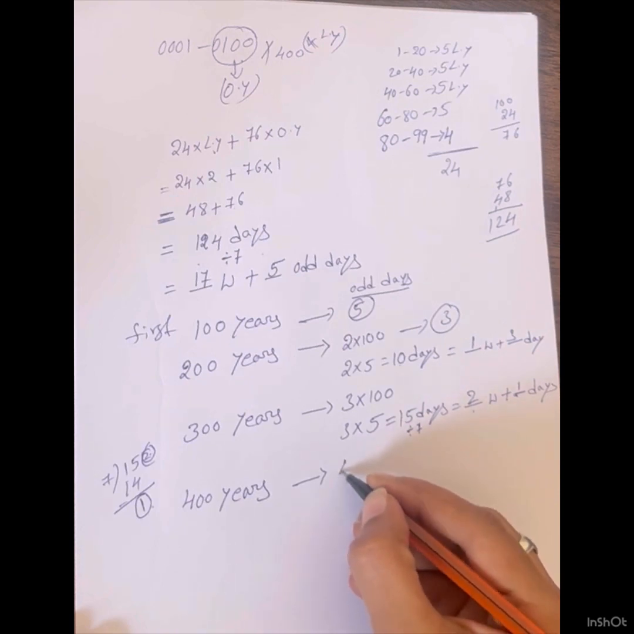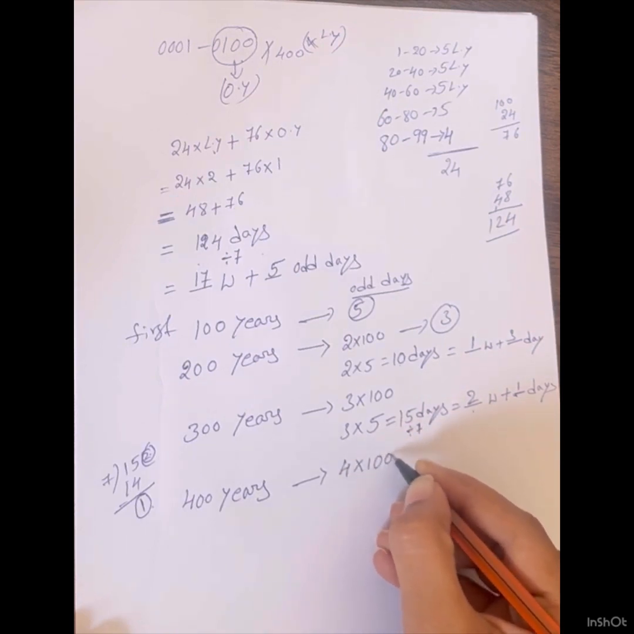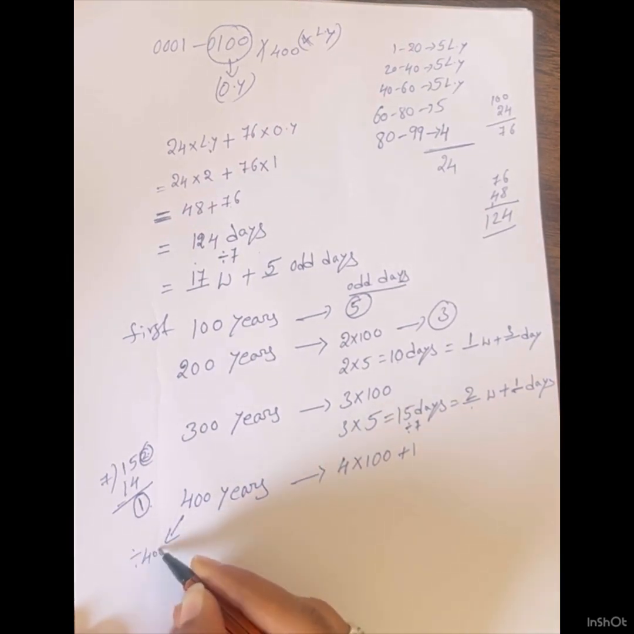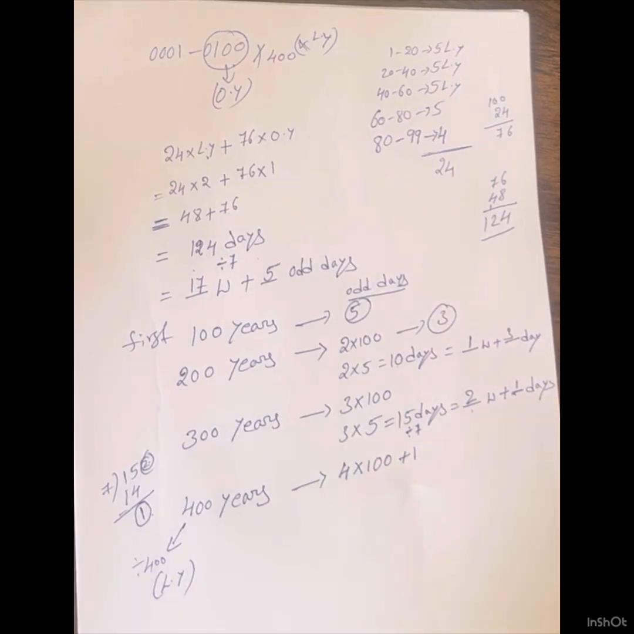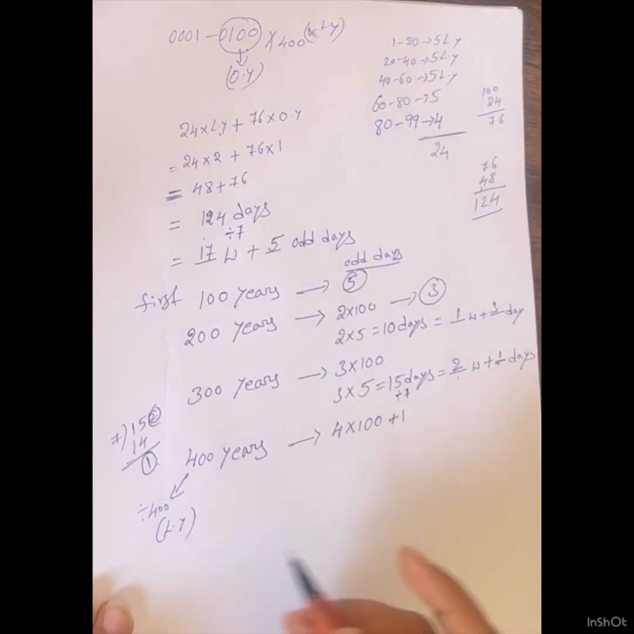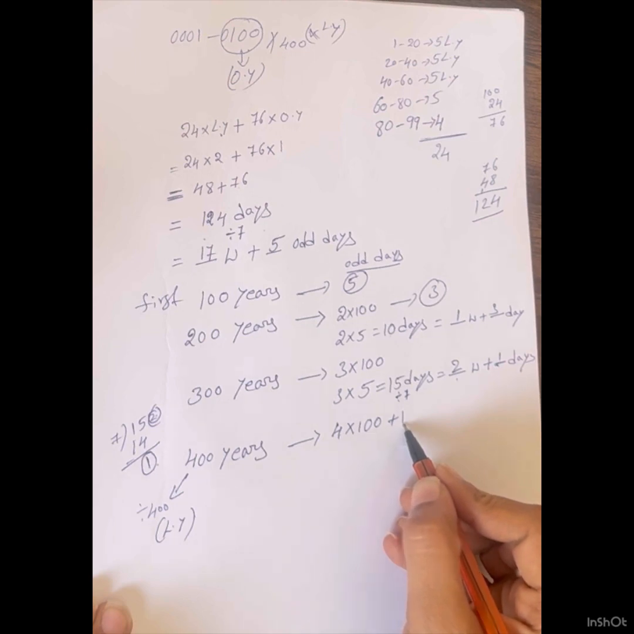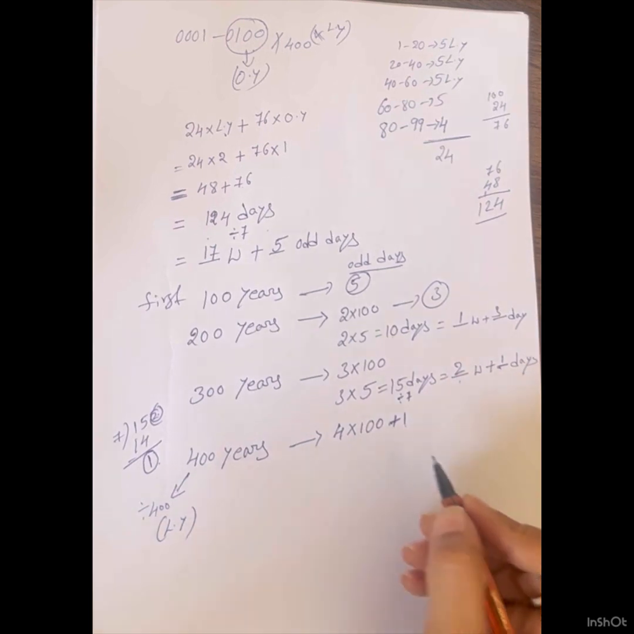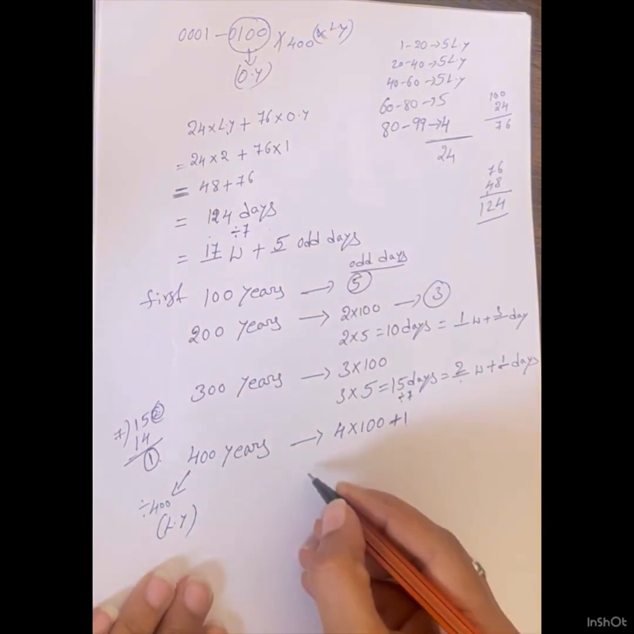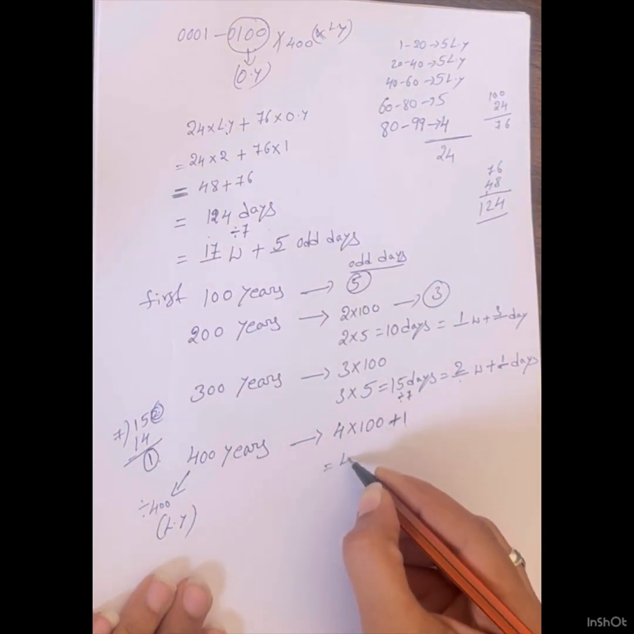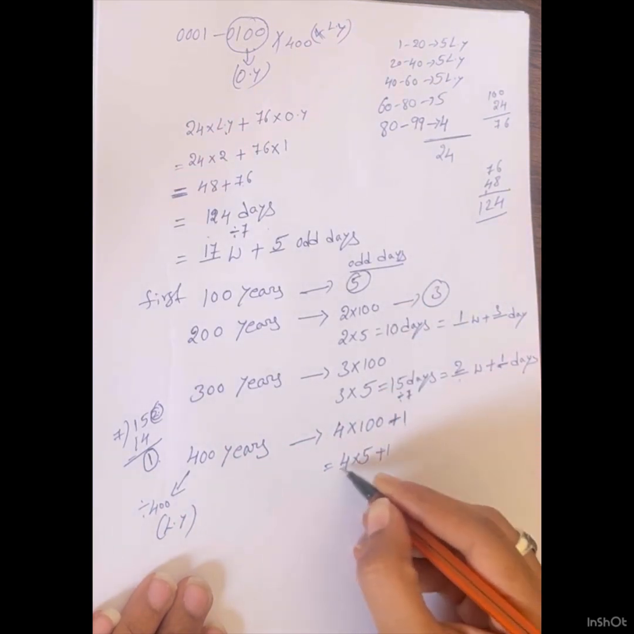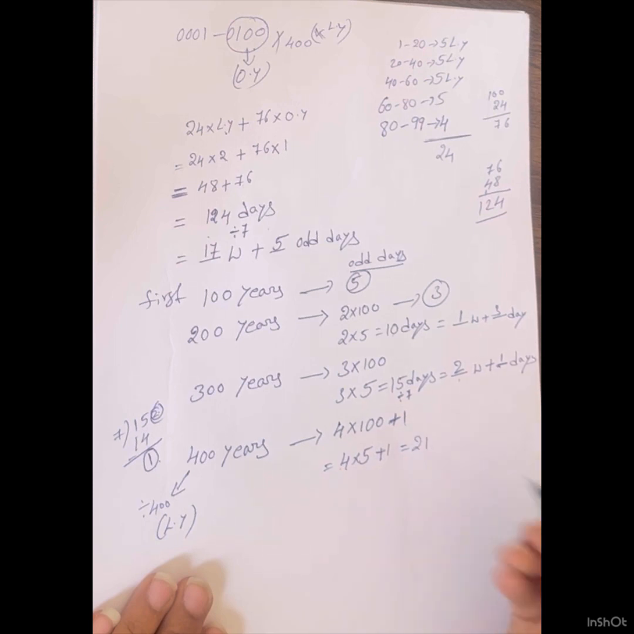Okay, next coming to the 400 years. 400 years can be written as 4 into 100 plus 1, because this 400 is divisible by 400. So this is the leap year. Compared to an ordinary year, a leap year has an extra 1 day. So plus 1 you must write here. So after calculating this, 4 into, in place of 100, 5 odd days, plus 1. So 4 5s are 20 plus 1, 21 days.